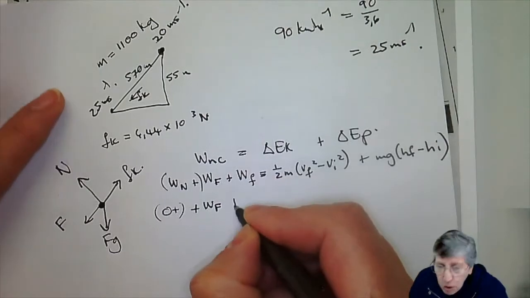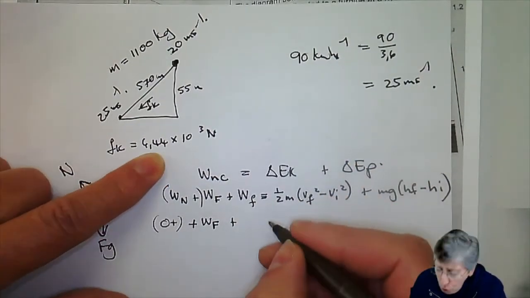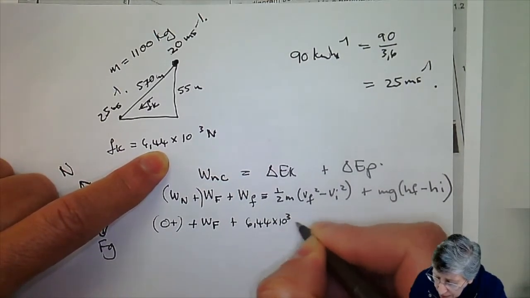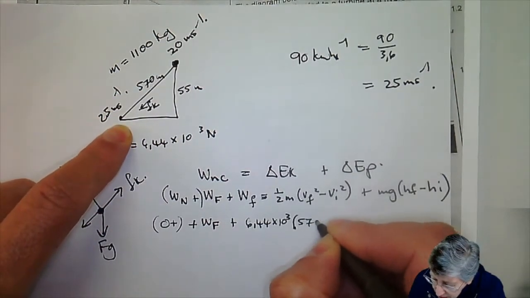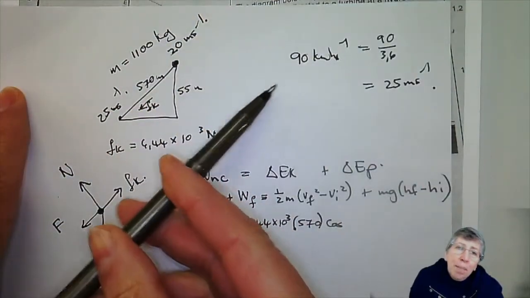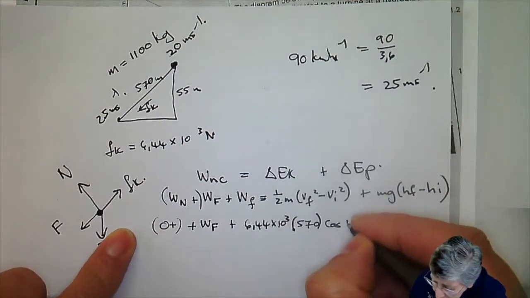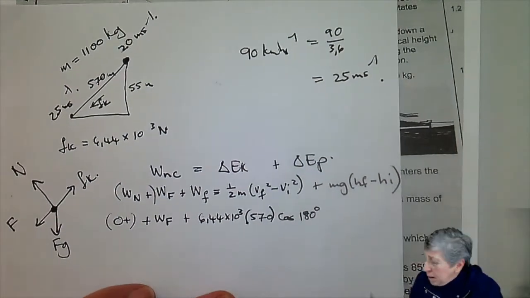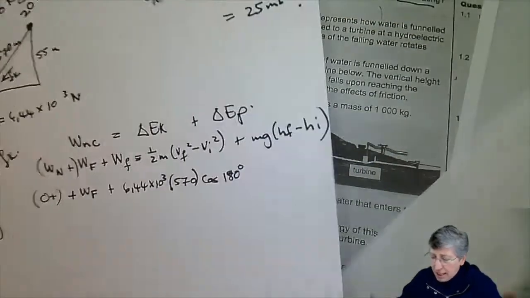Now, next, we're moving on to friction. This time they didn't give us the work done by friction. They gave us the force. So it's 6,44 times 10 to the 3 times the distance it's moving, 570, times cos. And now, friction is up and the movement is down. So you've got an angle of 180 between them, right? An angle of 180.